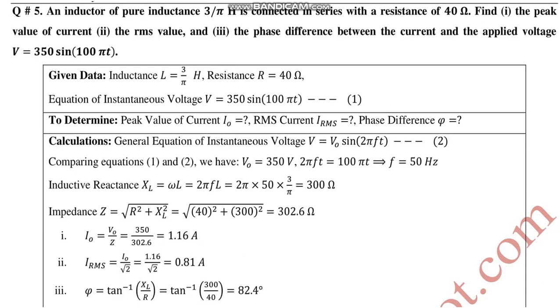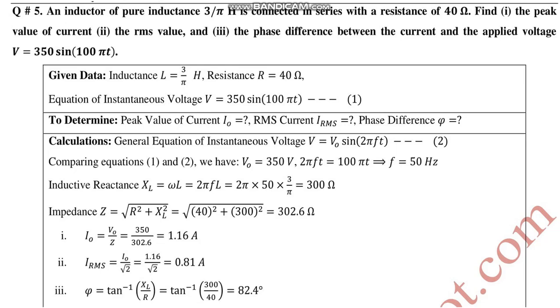Inductive reactance XL is equal to omega L. Omega is the angular frequency. If we put the value in here, we get 2 pi FL, and putting in all the values, we get the answer, that is 300 ohm. Now impedance, because that is required in the peak value, so impedance is equal to under root R square plus XL square. We put the values in here, and solving by using calculator, we get the answer 302.6 ohm.